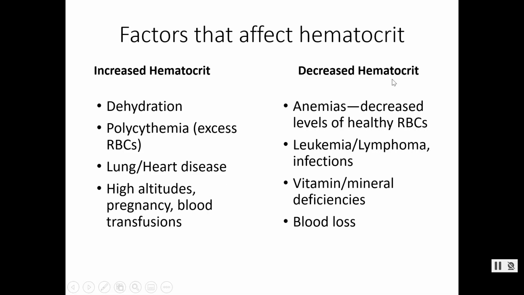We can also decrease percent hematocrit. We could have some sort of anemia, so fewer red blood cells than normal. You could have some sort of leukemia or lymphoma, which means you would be making more white cells than normal. So you would be increasing the buffy coat percentage, which makes it look like the hematocrit percentage is a little bit lower. You can have vitamin or mineral deficiencies that are required for red blood cell production. And then just overall blood loss, if you literally have fewer red cells than normal, that would clearly decrease your percent hematocrit as well.